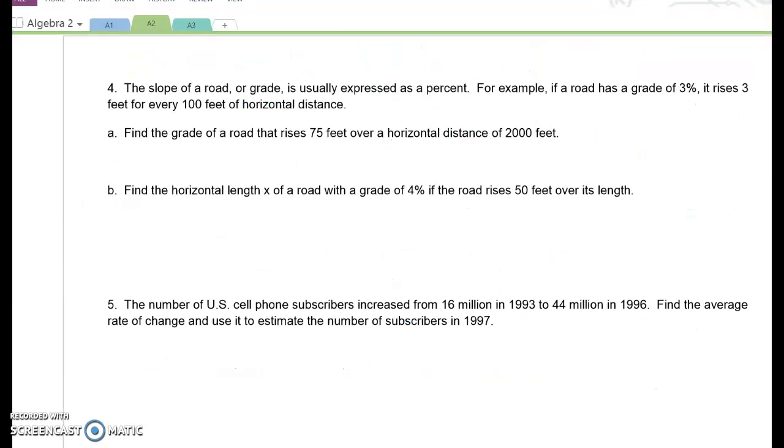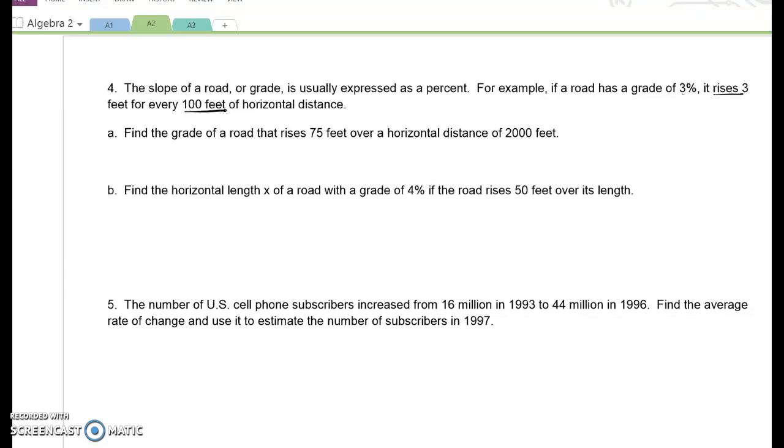The slope of a road, or the grade, is usually expressed as a percent. Have you driven in hilly, mountainous areas and seen like the hill ahead sign and then there's a percentage listed underneath it? That is the grade of the road. So if a road has a grade of 3%, it rises 3 feet for every 100 feet of horizontal distance.